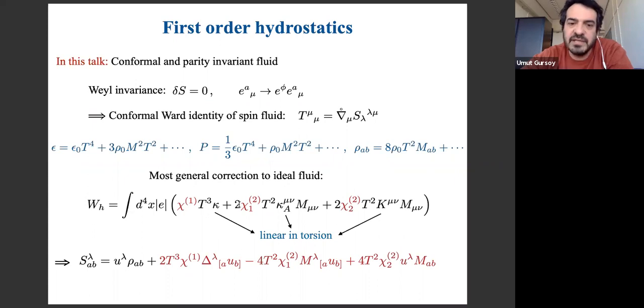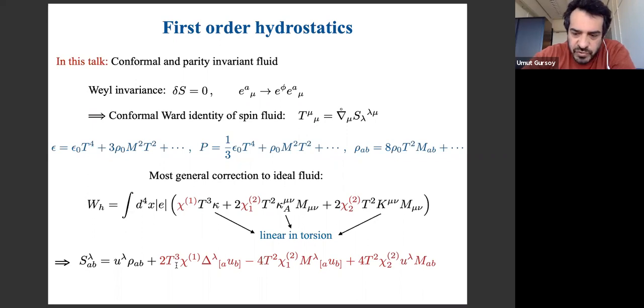I'm not going to get into that detail. But what you have to do is define these three different coefficients, chi1, chi1,2, and chi2,2. And there will be a correction. Again, I'm not showing the analogous equation for the energy momentum tensor. I'm only showing the spin current because the other one is very complicated. You see that in addition to the ideal piece, you get these three little pieces.